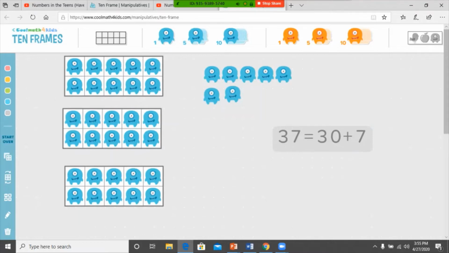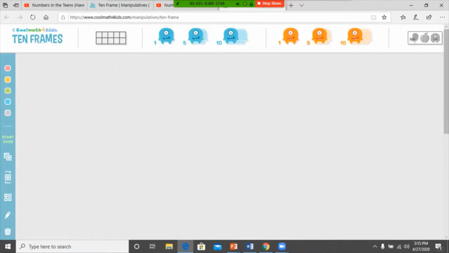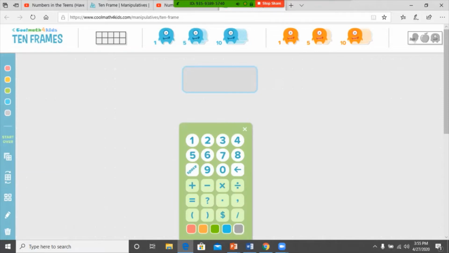Just like the last time we used this, you can hit this little start over button and we can clear our work and do another one. This time, let's try to decompose the number, I'm feeling like 46. If I wanted to decompose the number 46, how many 10s and how many 1s would that make?